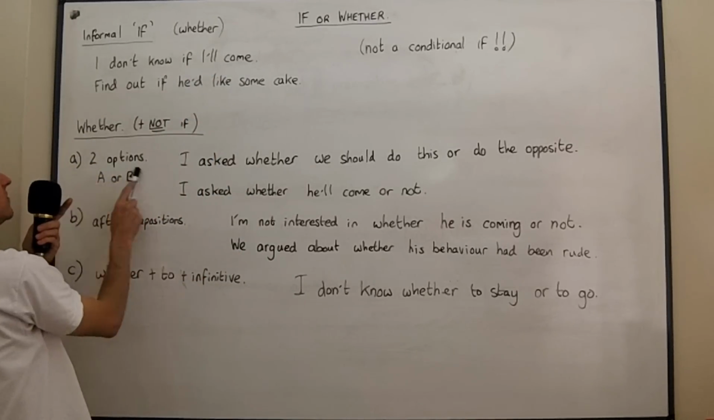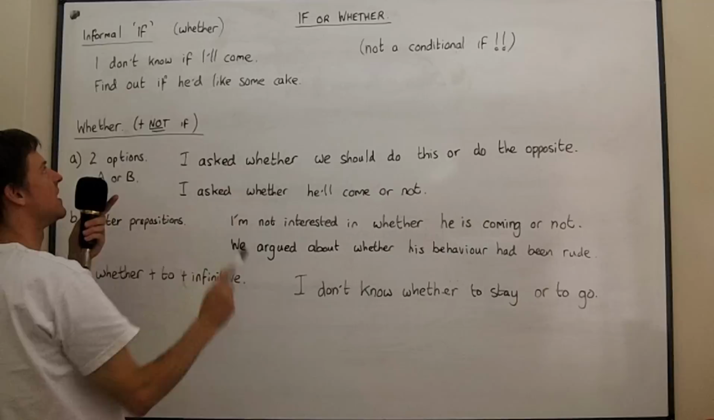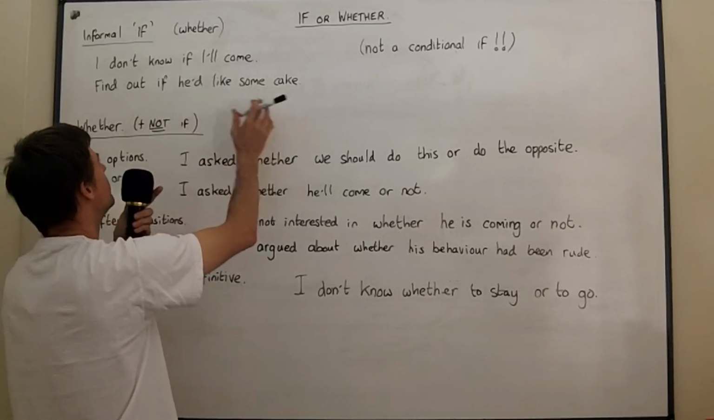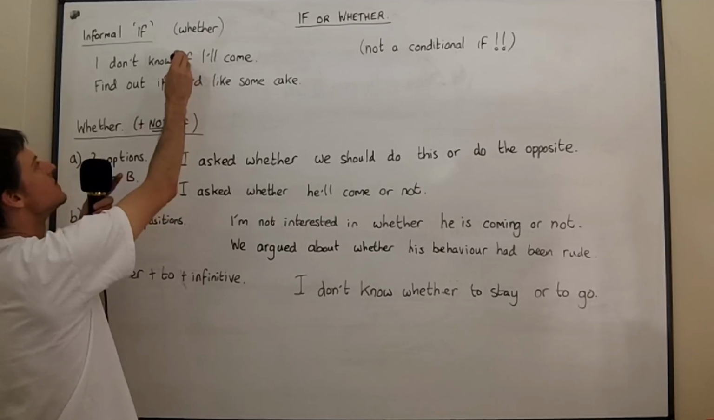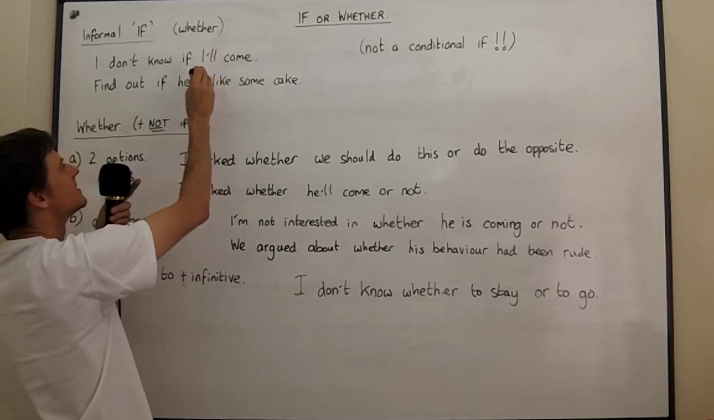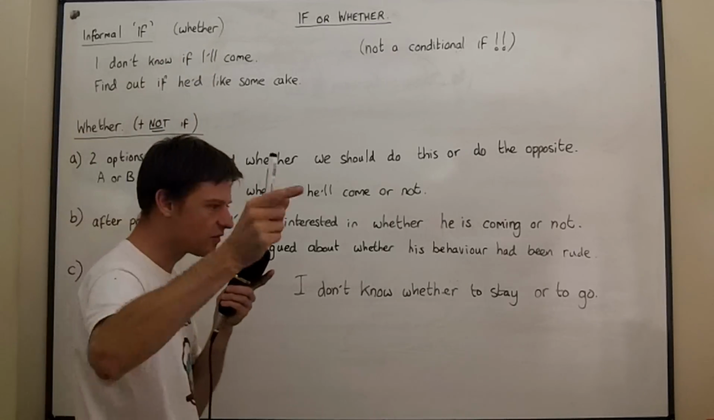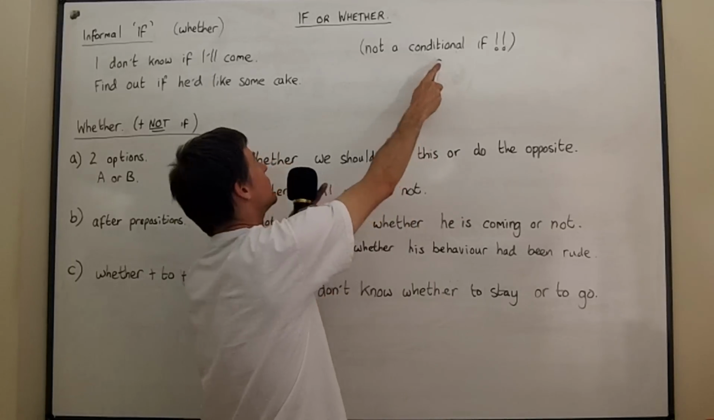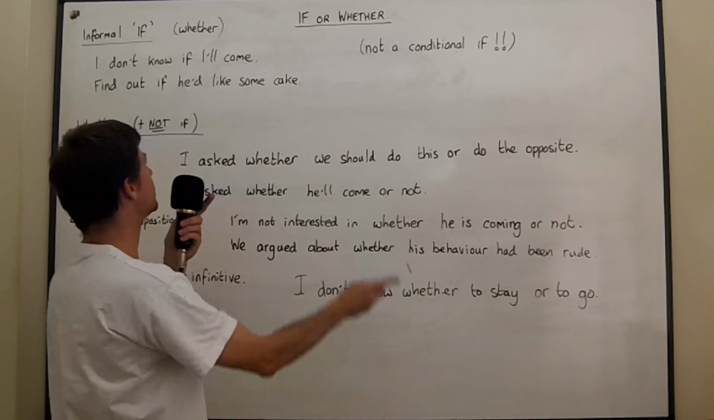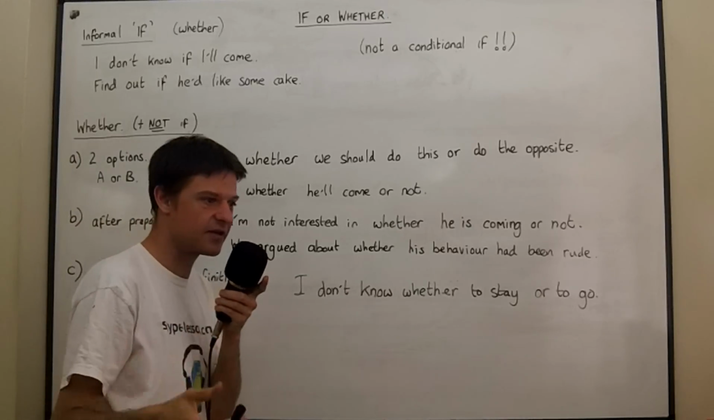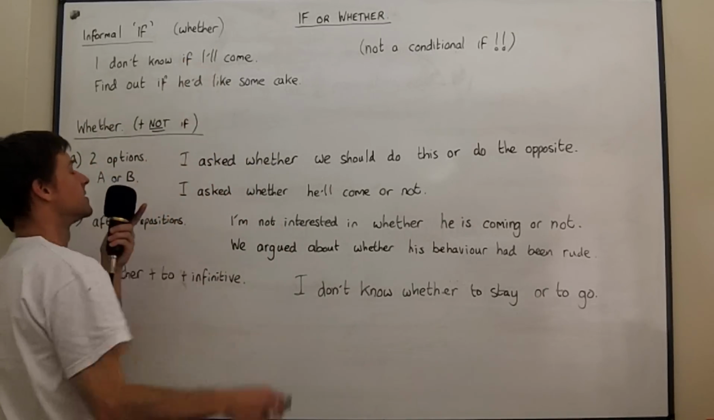If there are two options, then we must use whether. But if there's one option, then we must use if. So, I don't know if I'll come, or find out if he would like some cake. Now, please notice that here if is with will, and here if is with would in the same clause. This is not possible in conditionals. And so I want to make it clear that this is not a conditional if. It's a different kind of if, and that's why I think the Americans are perhaps quite wise to just say that we should use a different word.